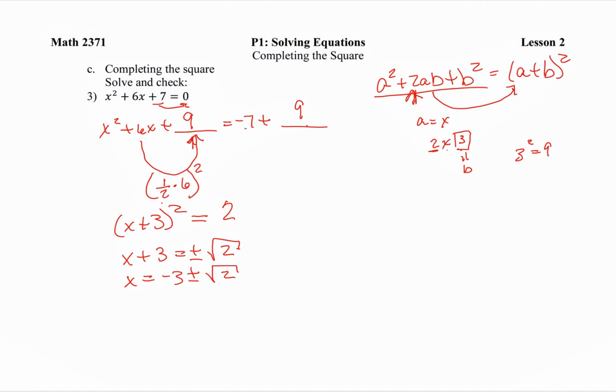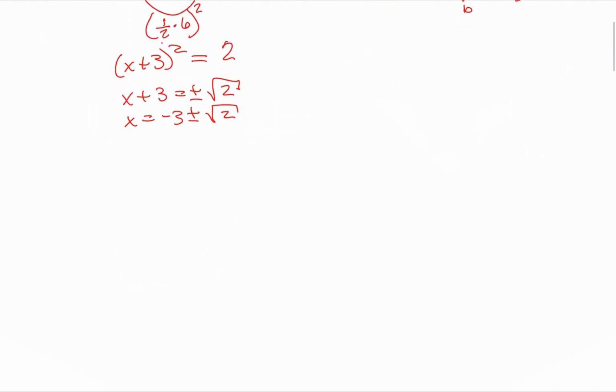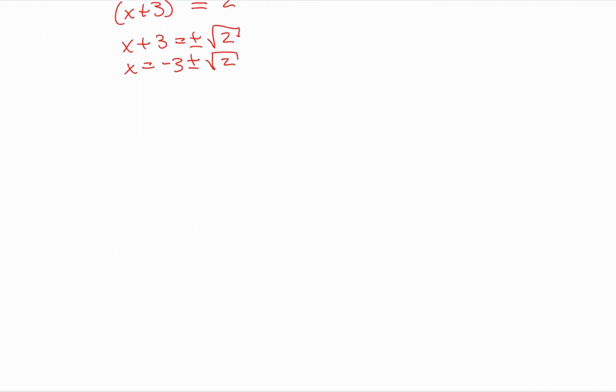Now for checking our answer, I'm going to show how to check one of the answers, not both, just for the sake of time. And I will leave the other answer for you to check. So I'm going to check the one with x equals -3 minus the square root of 2. And we're going to put that back into our original.